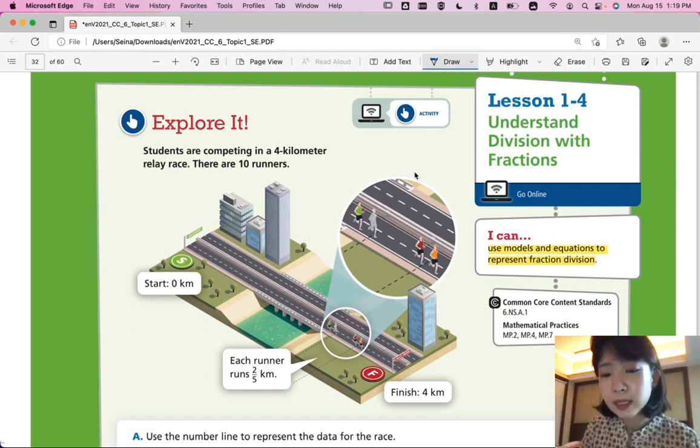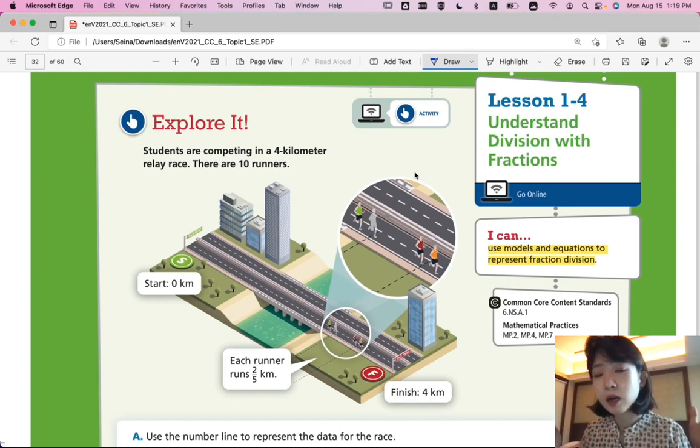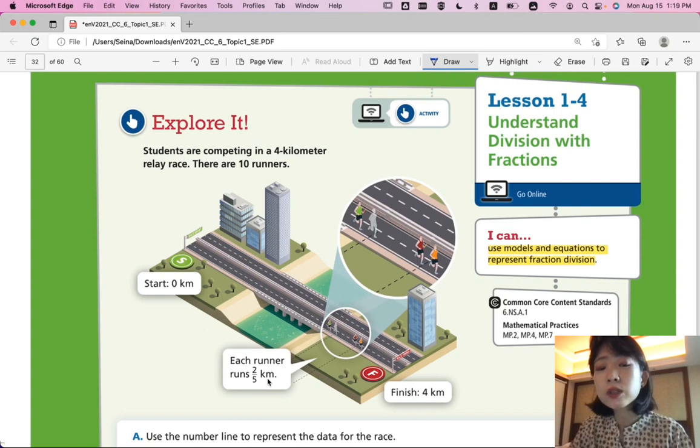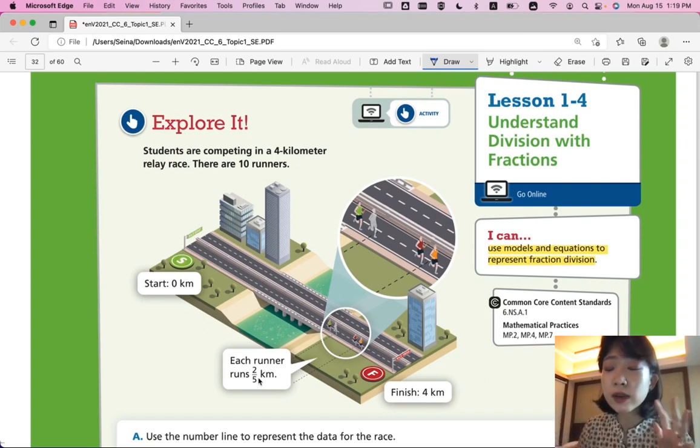So in this relay race, we have 4 kilometers and there are 10 runners. And so each runner runs 2/5 kilometers. So is 2/5 kilometer greater than or less than 1? It is less than 1. 2/5 is less than 1.